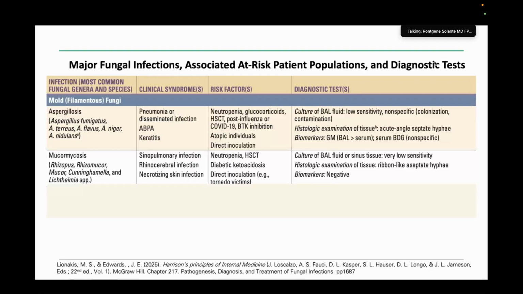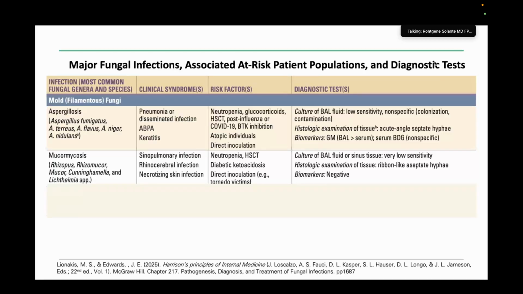Now, it does not infect just any individual, especially immunocompetent ones, but specifically those who are immunocompromised, those with neutropenia again, hematopoietic stem cell transplant recipients, patients with uncontrolled diabetes leading to ketoacidosis, and one can also get this infection through direct inoculation.